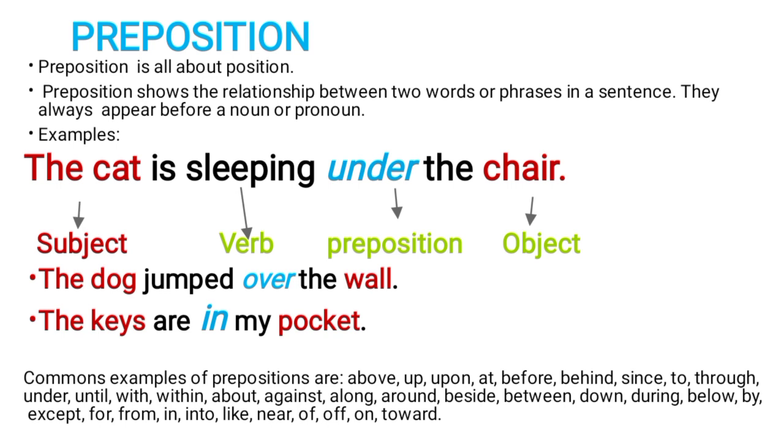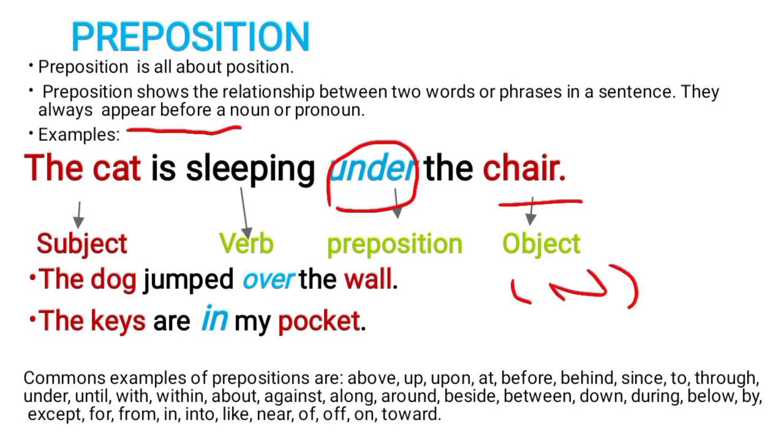So, under is actually showing the position of the kid, and it's showing the relationship of the kid with the chair. All right, so the kid is actually under the chair. And one more thing, the preposition appears before a noun. So this is the noun, chair is an object, and within the object we could say that is a noun. So it appears before the noun.